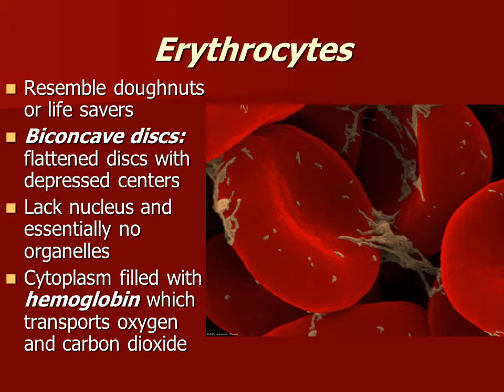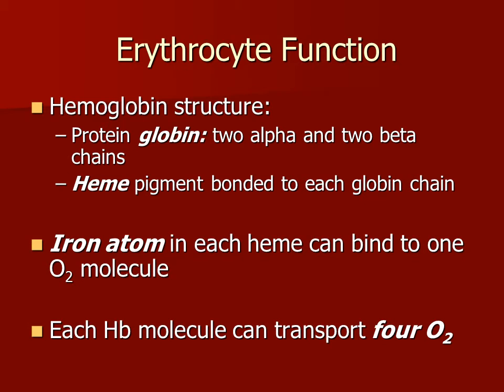We look at the red blood cells. They're round, they're biconcave discs. They kind of look like a lifesaver. So the center is depressed. It kind of looks like it's been pushed in. There's no nucleus. The cytoplasm is filled with hemoglobin, and that is the hemoglobin that is responsible for transporting the oxygen and carbon dioxide. The hemoglobin, it's a protein. It has 4 different chains, 2 alpha and 2 beta chains associated with it, and a heme pigment. Iron binds to each heme, and essentially each hemoglobin then can transport 4 oxygen molecules.